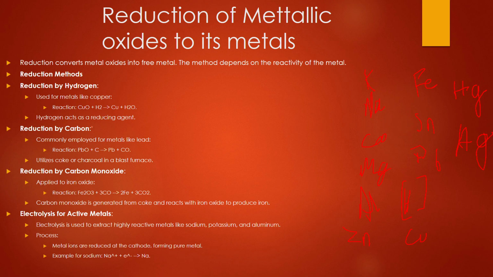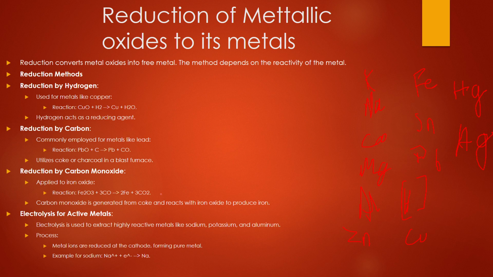Okay, here we are reducing copper oxide into copper and water. See, CuO plus H2 gives rise to Cu plus H2O. See, copper plus water. Hydrogen reacts as a reducing agent here. As you all know, hydrogen is the best reducing agent compared to any other metal. And next, reduction by carbon.